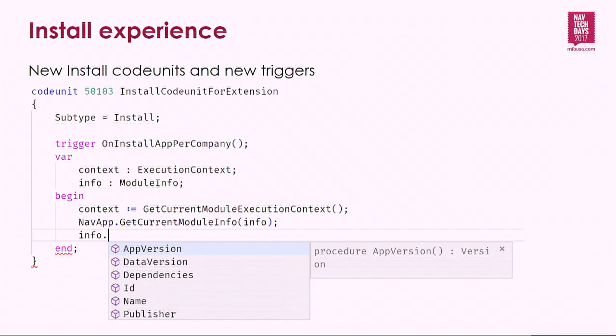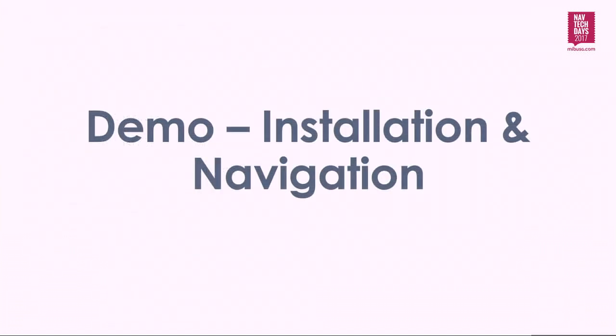Another new thing, Thomas mentioned that as well in the keynote, is the install experience. So we have added a new subtype to codeunits called install, which gives you two new triggers, uninstall app per company and uninstall app per database. And in there you now have a number of options to actually test against the app version, the data version, and test dependencies, and make conditional behavior based on that. And that is something that Jesper now will demonstrate.